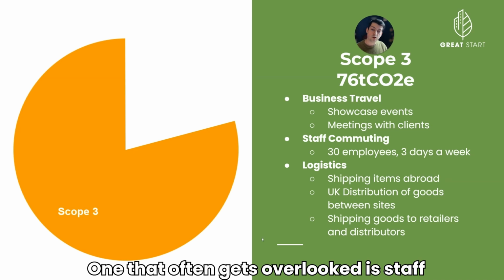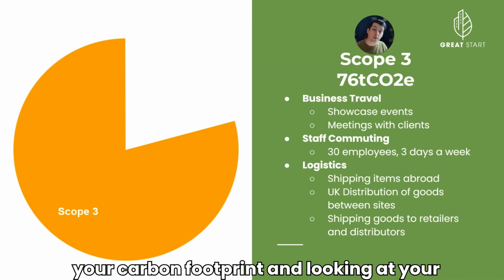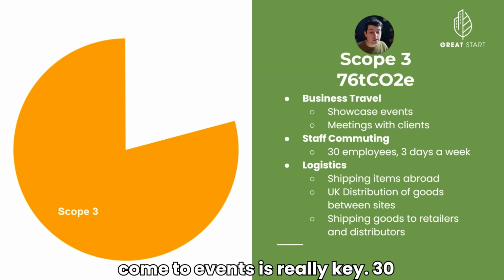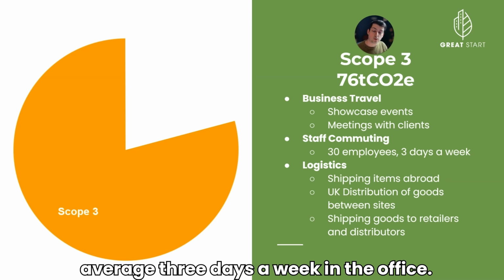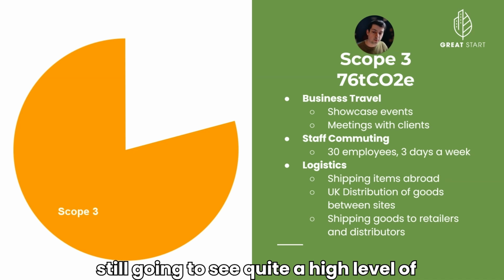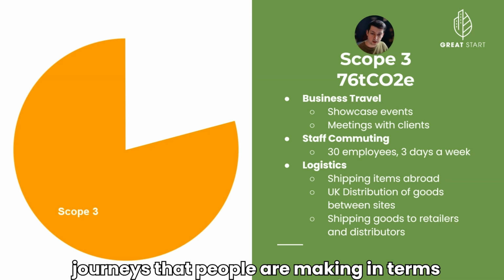One that often gets overlooked is staff commuting. This is a really big part of your carbon footprint, and looking at your premises to understand how you're allowing people to come to work or to come to events is really key. 30 employees might be only working on average 3 days a week in the office. It might be hybrid working, but we're still going to see quite a high level of emissions coming from that because it does stack up in terms of the amount of journeys that people are making.